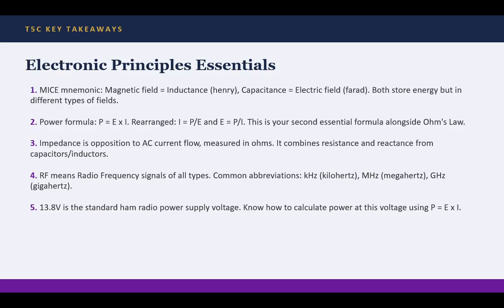Impedance is the opposition to AC current flow and is measured in ohms, and it combines resistance and reactance from capacitors and inductors. RF means radio frequency signals of all types. Common abbreviations: kHz for kilohertz, MHz for megahertz, GHz for gigahertz. And 13.8 volts is the standard ham radio power supply voltage. Know how to calculate power at this voltage using P equals E times I.